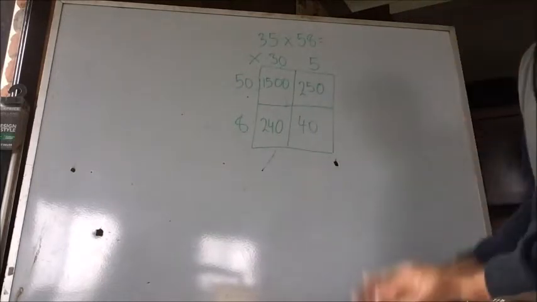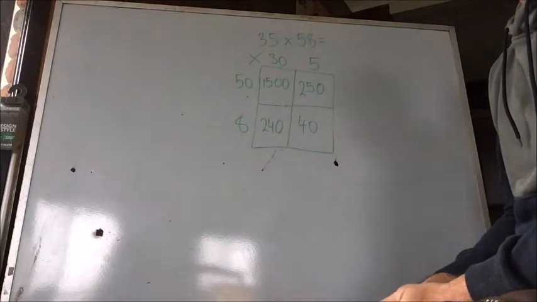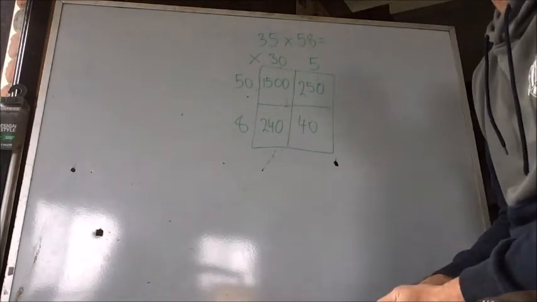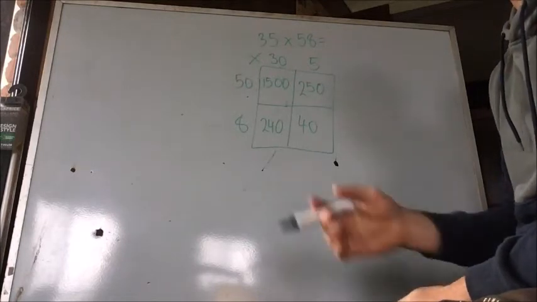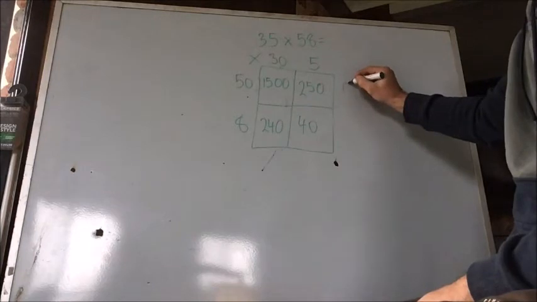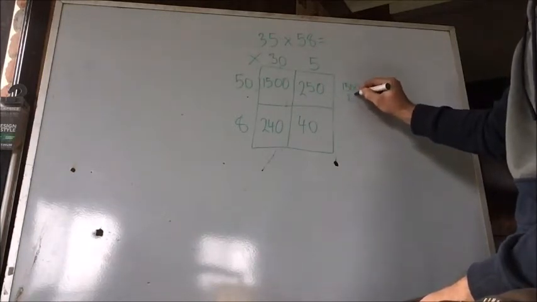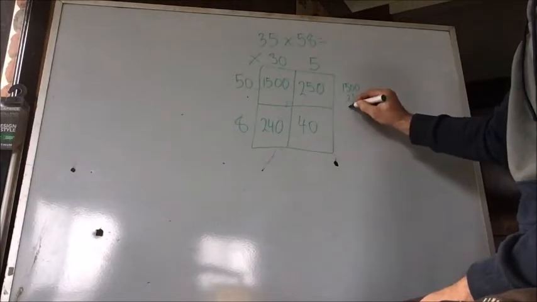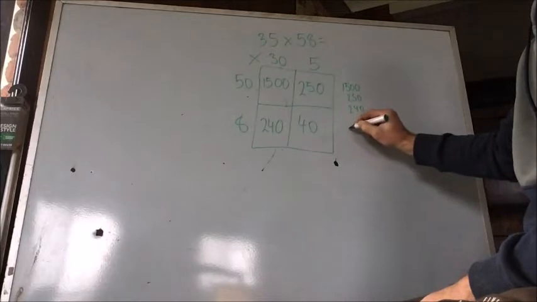Okay. Now what we do is utilise a skill that we learned in week 4. We learned how to do the vertical algorithm in addition, because now we're going to use that. So what we need to do is go 1,500 plus 250 plus 240 and plus 40.